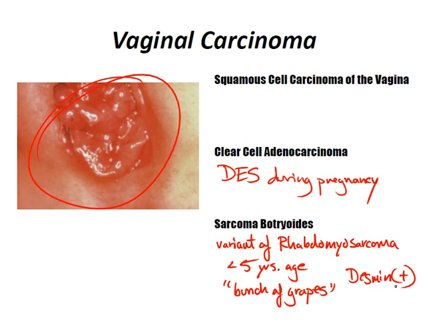And that pretty much covers reproductive pathology. So if you go over all that, I think you will be just fine.